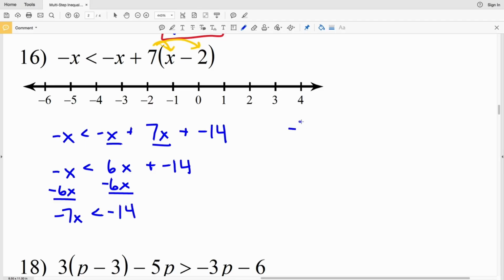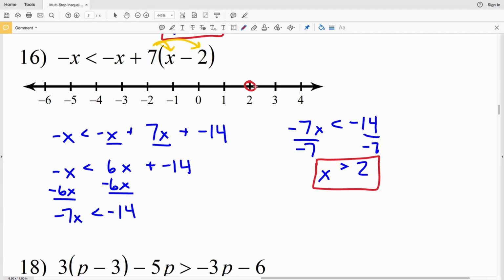I'm going to rewrite this inequality up here on the right. When I divide by a negative 7, I'm dividing by a negative, so I have to remember to flip the inequality. So this will be x is greater than a positive 2. Circle the 2 and then shade everything to the right.